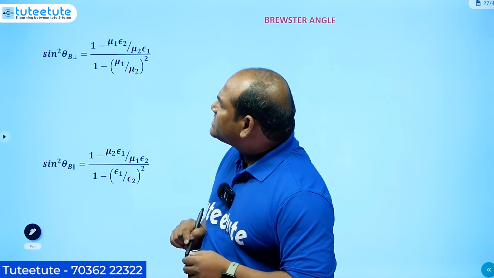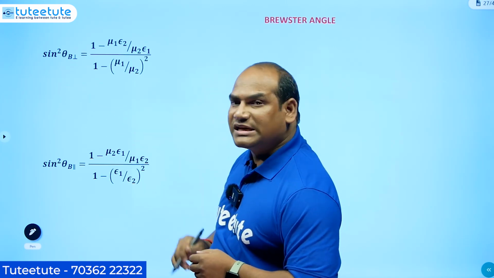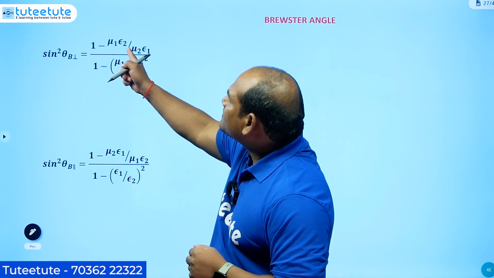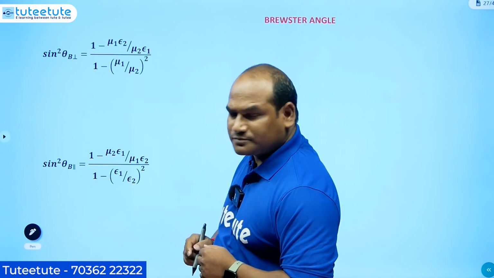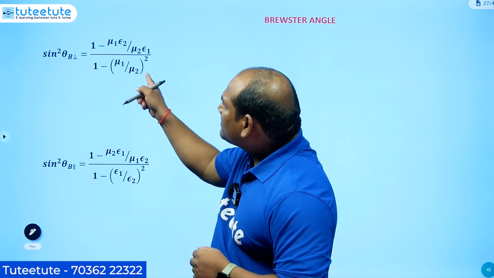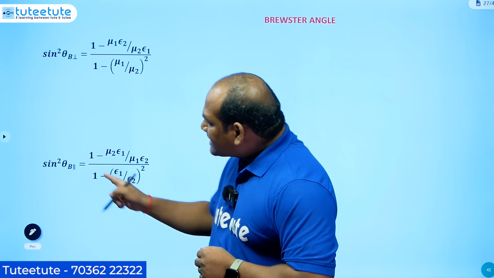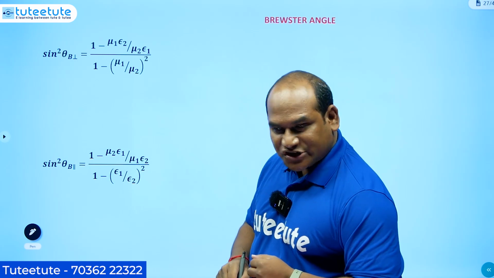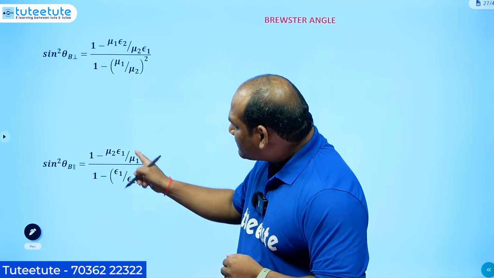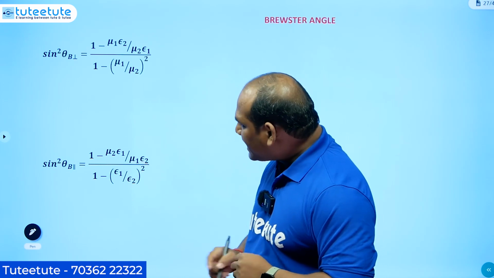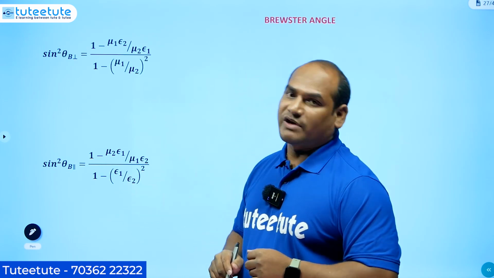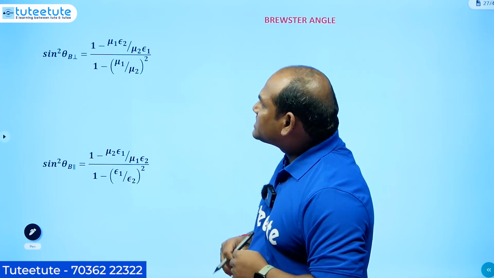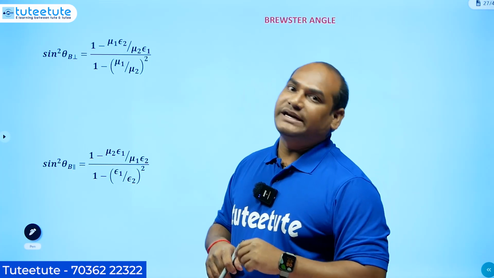Once I will read these two equations. Sin square theta b perpendicular is equal to, that means it is related to perpendicular polarization, 1 minus mu1 epsilon 2 by mu2 epsilon 1, by 1 minus mu1 by mu2 whole square. And in case of sin square theta b parallel, that means related to parallel polarization, 1 minus mu2 epsilon 1 by mu1 epsilon 2, by 1 minus epsilon 1 by epsilon 2 whole square. You need to observe the equations. Just observe the equations and you comment on non-magnetic materials.